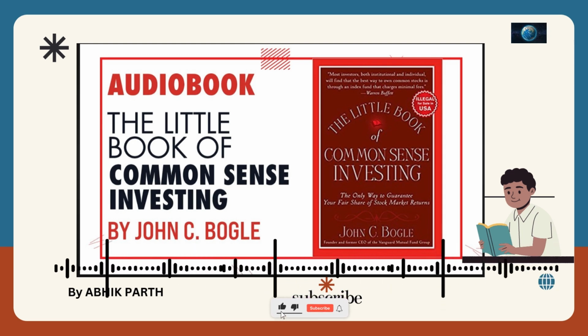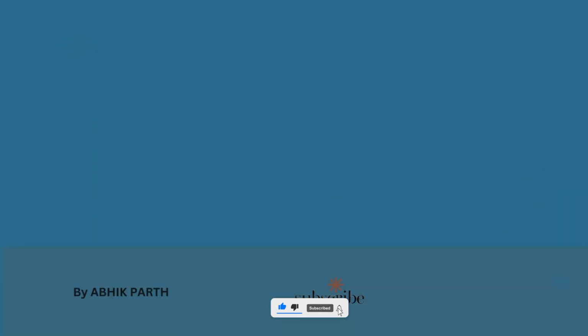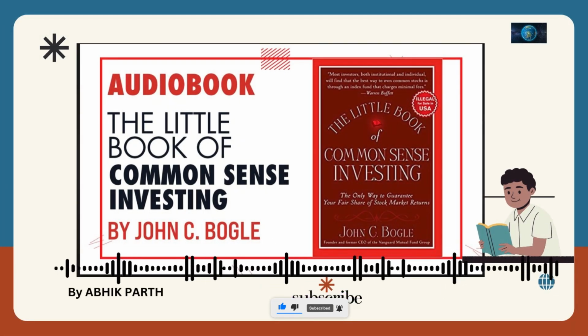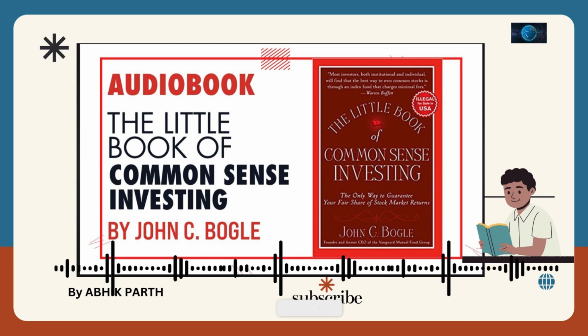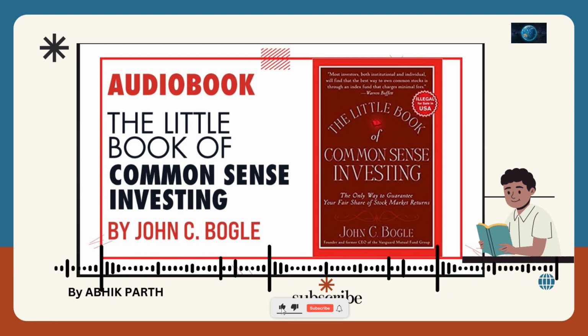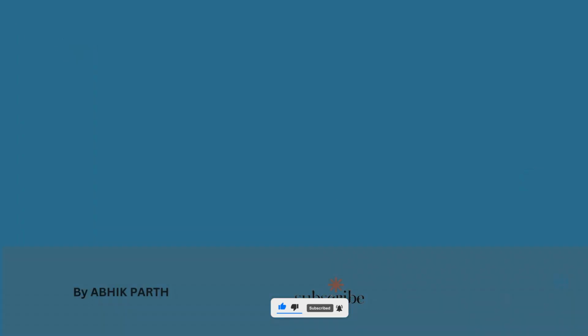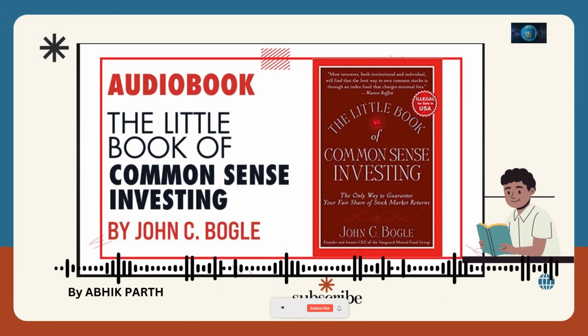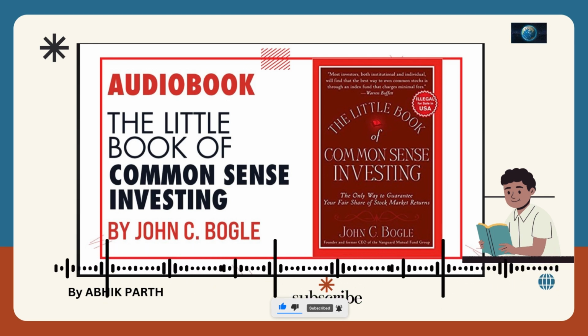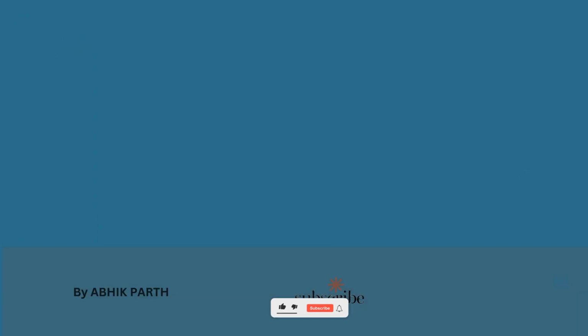Chapter 7 reminds us that the stock market is a weighing machine in the long term, driven by real business performance, not short-term predictions. By staying disciplined and avoiding speculation, you can achieve the steady growth that builds wealth over time.